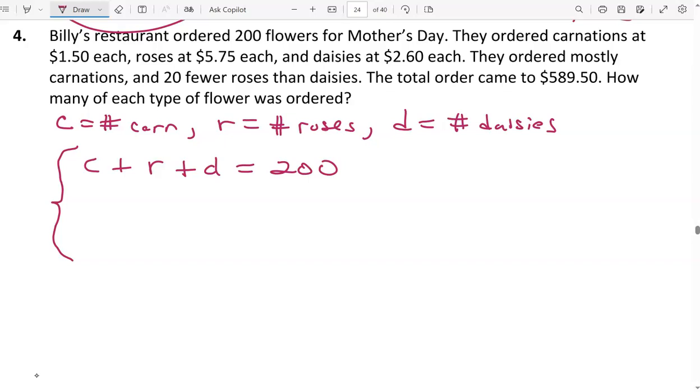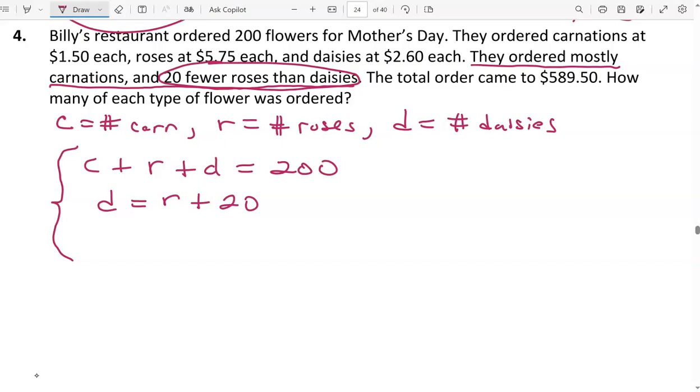Actually, that's not this next sentence. It says they ordered mostly carnations and 20 fewer roses than daisies. Mostly carnations is not something that we can really quantify. That's more of a qualitative statement. So we're going to stick with the quantification, which is 20 fewer roses than daisies. So that means that the number of daisies is the larger number. So that means that the number of daisies is equal to the number of roses plus 20, since the number of daisies is larger. That's going to have to be moved into standard form eventually here.